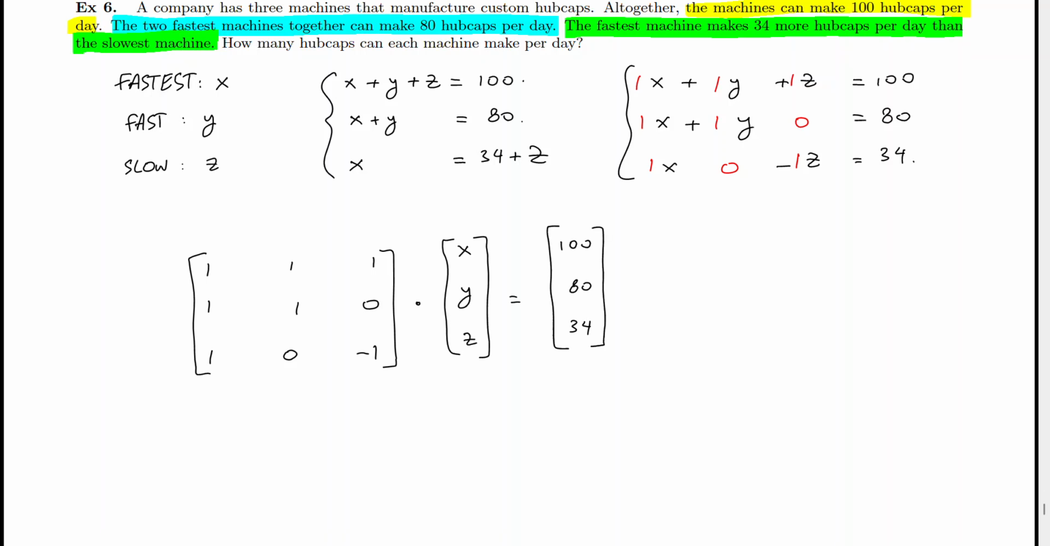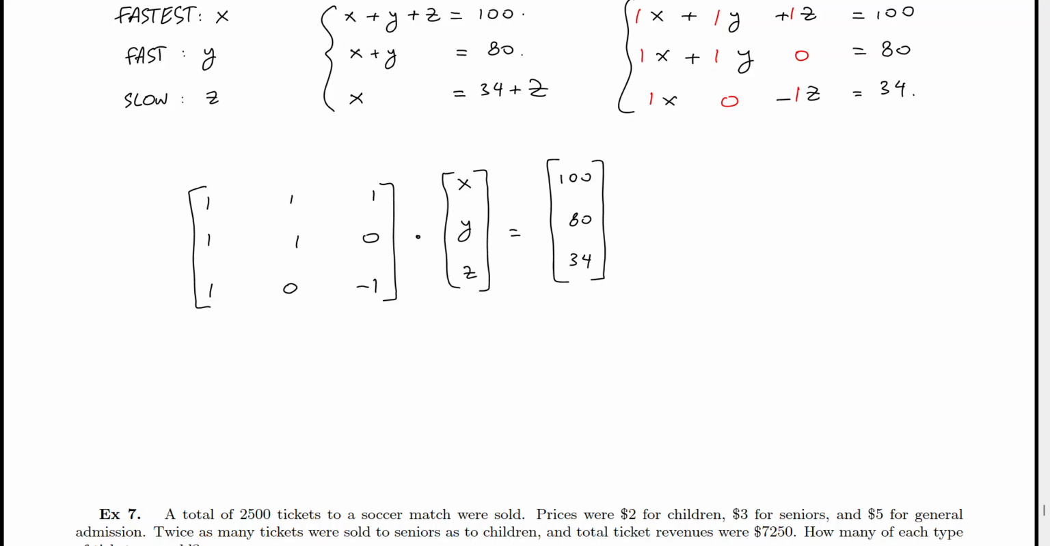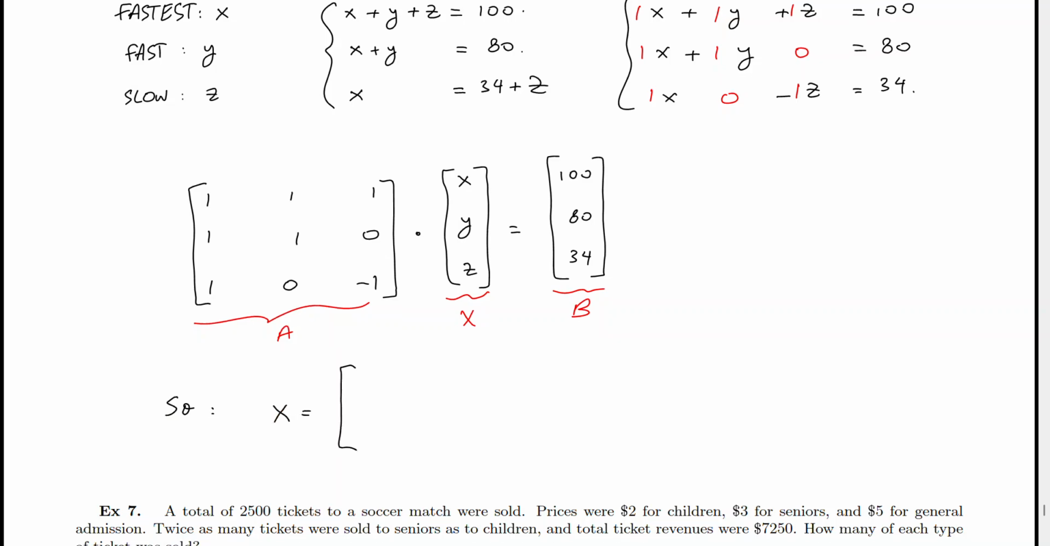In order to get the variables that I'm searching for, I'll have to multiply the column matrix 100, 80, 34 on the left by the inverse of this guy. So this is the A, this is the X, and this is the B matrix. These are all capital letters. I want X, so therefore I have to multiply B on the left by A inverse. Doing that, what do we get for our X? The X contains the variables X, Y, Z. I'm going to use the calculator to multiply A inverse with the B, and let's see what we get.